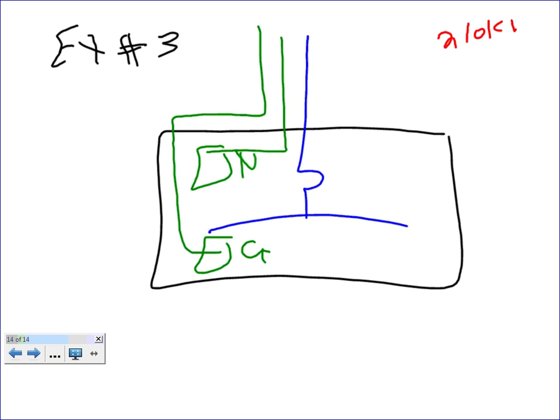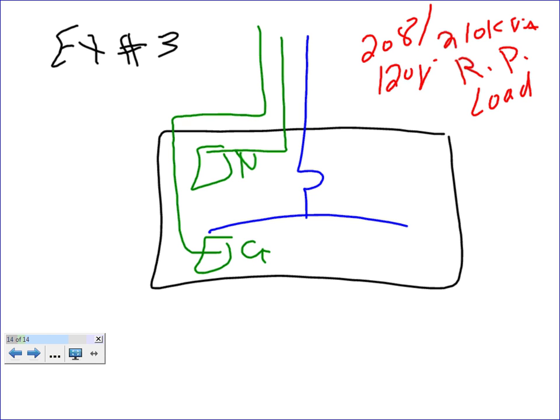210 kVA receptacle panel load. Voltage is 208/120 volt. Can you guys see that? 210 kVA receptacle panel load, 208/120, right? Can you power receptacles with 480/277?